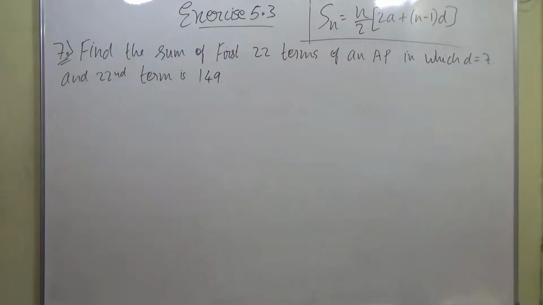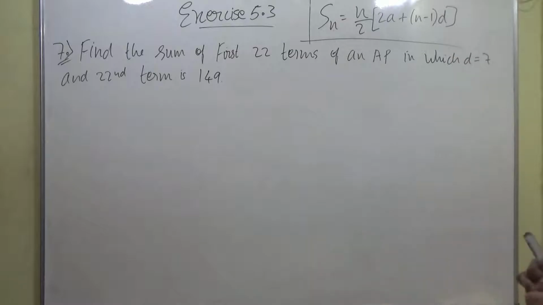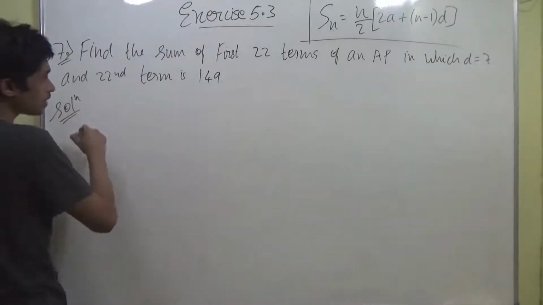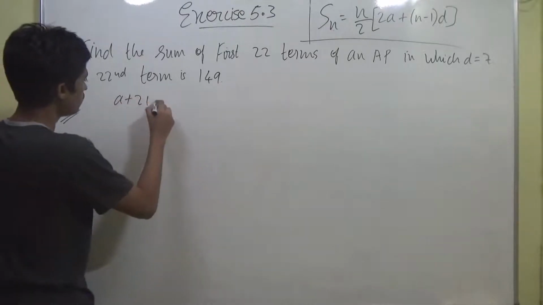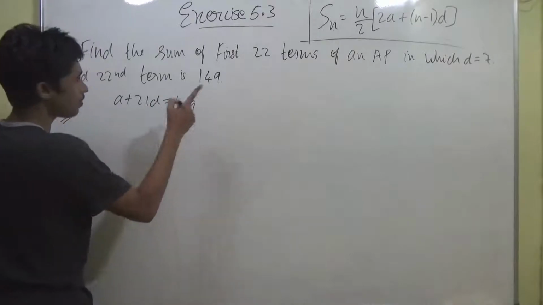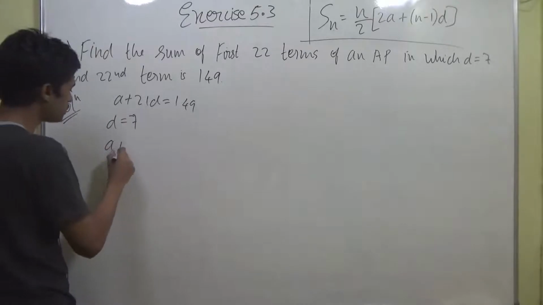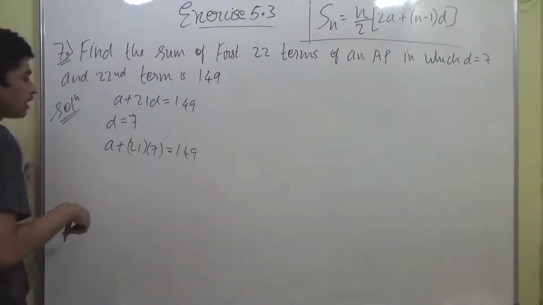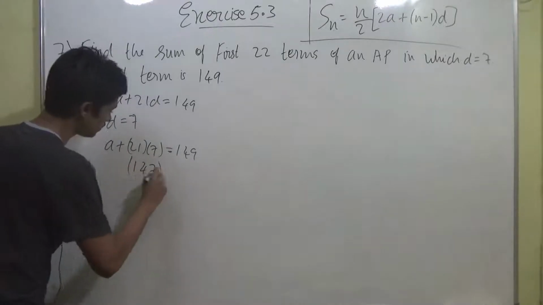Okay guys, now let's go to question number 7, which says find the sum of first 22 terms of an AP in which d equal to 7 and 22nd term equal to 149. So what they have given us guys, they have given us the value of 22nd term and the value of d as 7. So 22nd term is a plus 21d. So they have given 149, and they have also given us the value of d as 7. Now if I put this value of 7 in this equation, we'll get a plus 21 into 7 equal to 149. Now from this we'll be able to find the value of a. So this is going to become equal to 147, right?